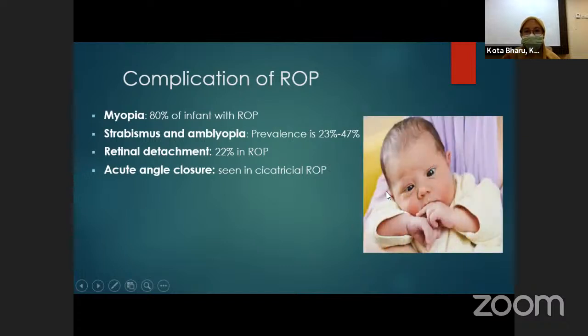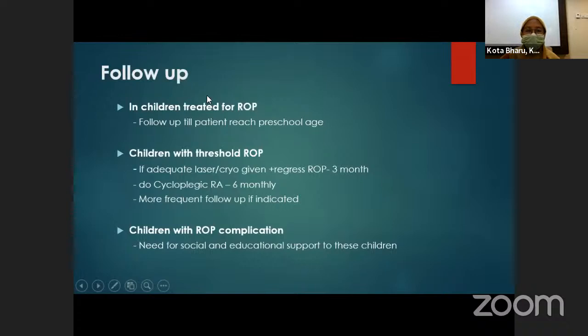Okay, the follow-up for the baby with ROP depends. If the baby is treated for ROP, we follow up until preschool age, yearly. During the follow-up, we must do cycloplegic refraction. We monitor the fundus, and also for any presence of squint in the baby. For children with threshold ROP that is adequately lasered and shows regression, we follow up at 3 months, and then at 6 months we do cycloplegic refraction, and more frequent follow-up is indicated.